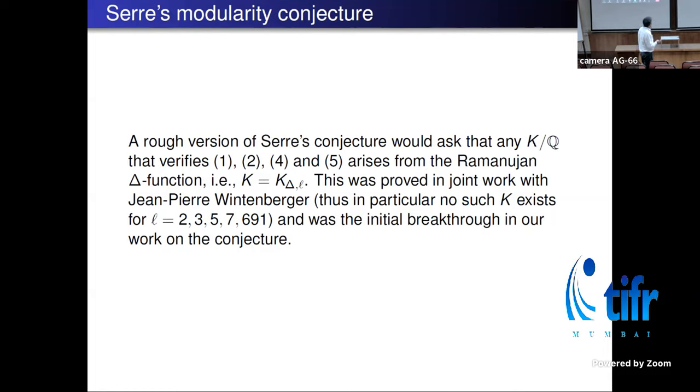Then one could ask, is such an extension equal to K delta L? So somehow it's a converse question. How can you characterize which extensions with certain properties come from the delta function? So this was, in some sense, the first case we proved, in roughly 2004, in work with Jean-Pierre Wintenberger. And I'll come back to this.